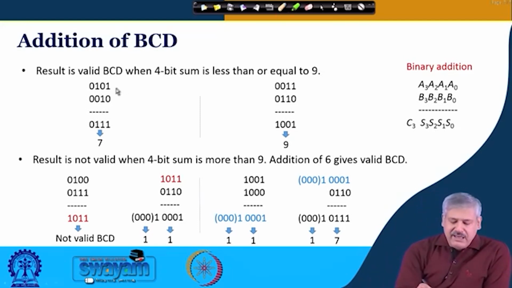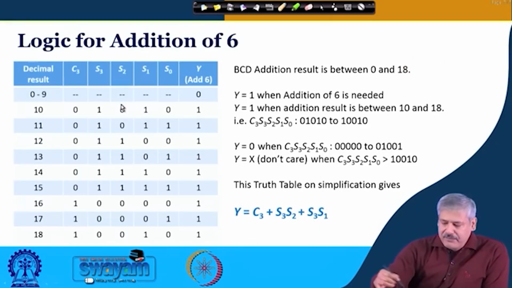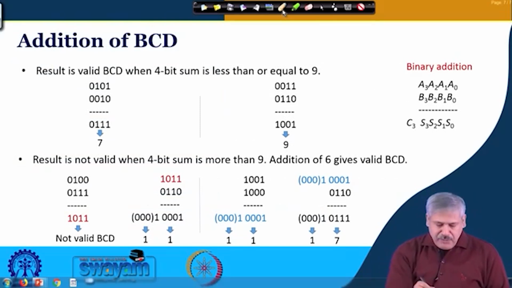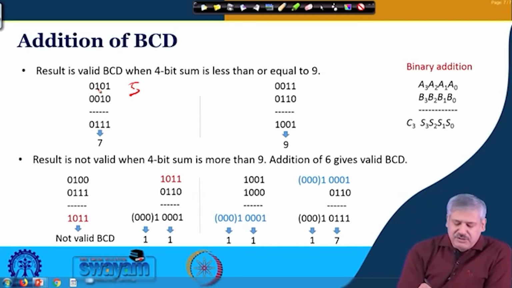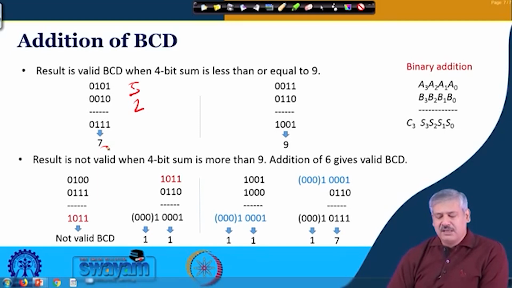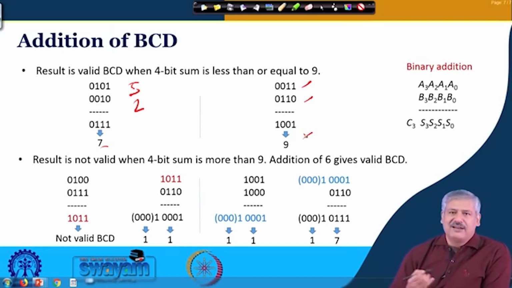So, if you are adding 5 decimal, which is represented in BCD as 0101, with 2, which is represented as 0010, then we will get 0111. That is 7, which is absolutely no issue. Similarly, 3 with 6 we get 9, absolutely no issue, but the problem occurs when the sum of these two numbers is more than 9.